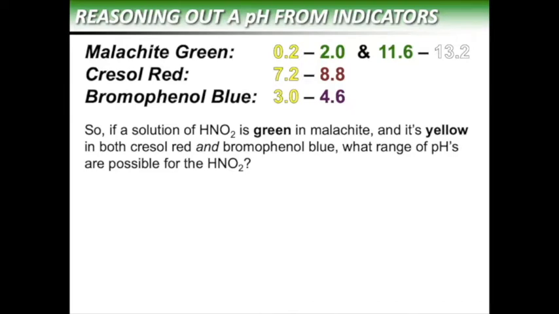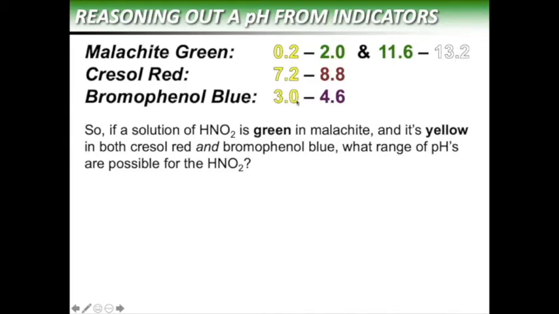But these three indicators, malachite green, cresol red, and bromophenol blue, each have a color change range, and they're represented here. Malachite green, in fact, has 2 acidic protons, so at very acidic conditions, 0.2 and under, it's yellow. Between 0.2 and 2.0, it becomes green, so if it's yellow-green, you're somewhere in here. From 2.0 up to 11.6, it's in one specific form, and so it's always green. And then as you go from 11.6 to 13.2, that color drains away. And above 13.2, it's completely colorless.